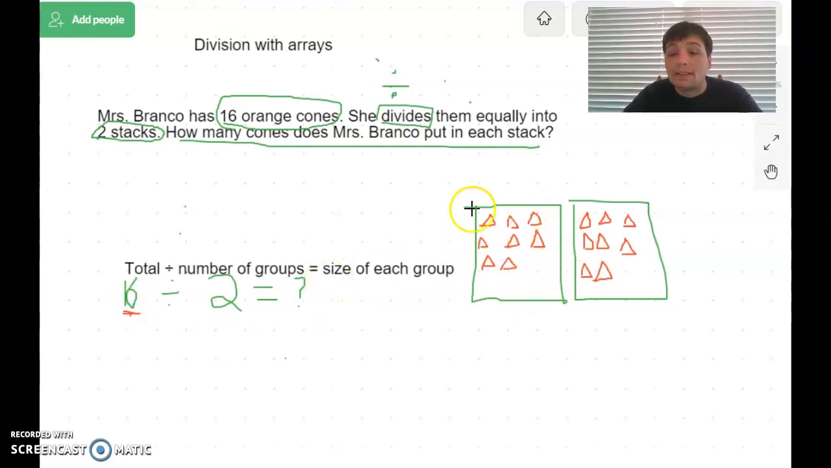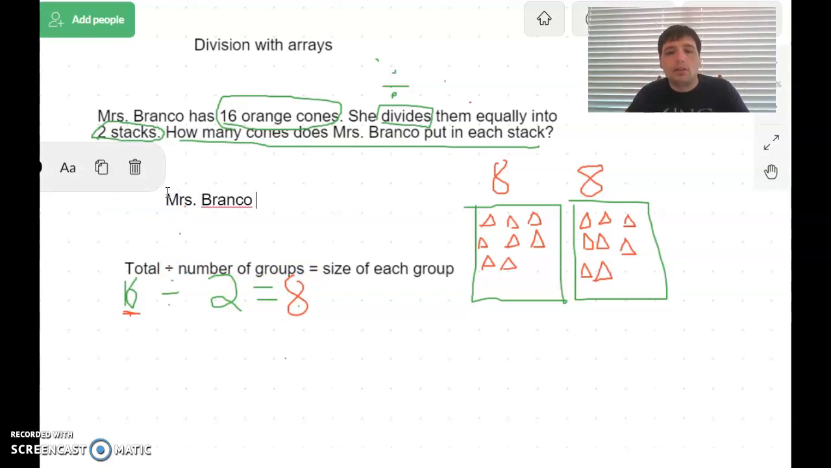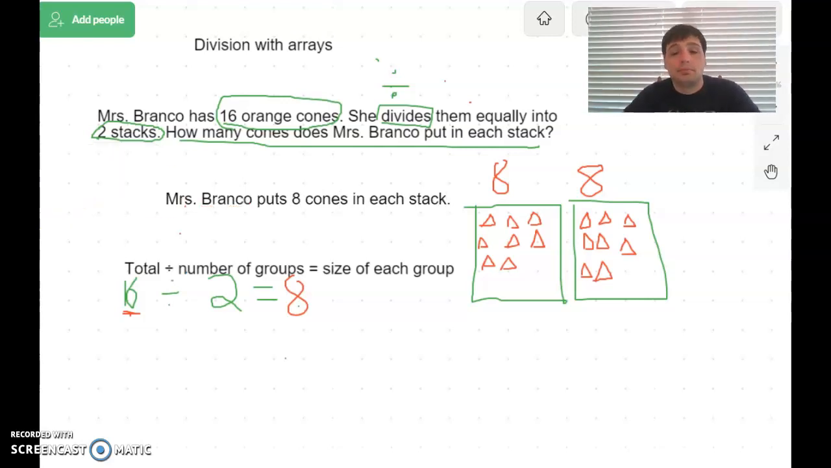So I can look, how many does each group have? 1, 2, 3, 4, 5, 6, 7, 8. This group has 8. This group has 1, 2, 3, 4, 5, 6, 7, 8. They came out the same. So each group has 8. So I can write, whoops, 8. Mrs. Branco puts 8 cones in each stack.